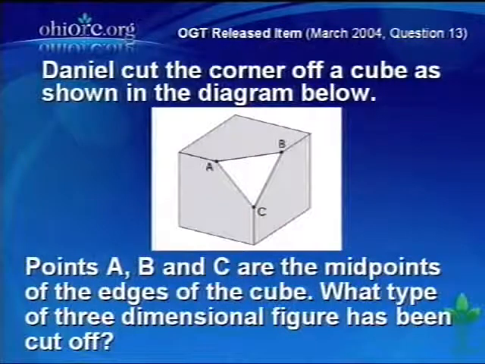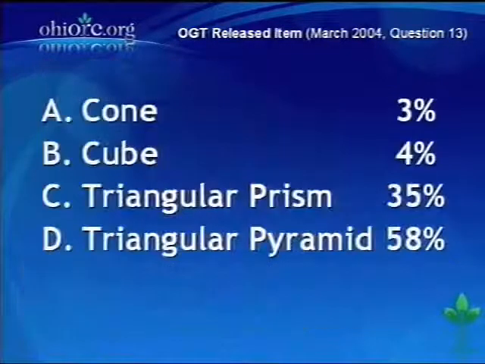It says, Daniel cut a corner off a cube as shown in the diagram below. Points A, B, and C are the midpoints of the edges of the cube. What type of three-dimensional figure has been cut off? Carl, this seems like a pretty straightforward, even easy item. Why do you think that fewer than 60%, 58% to be exact, of the students selected the correct answer? And what concepts and ideas would you emphasize for your students next year?